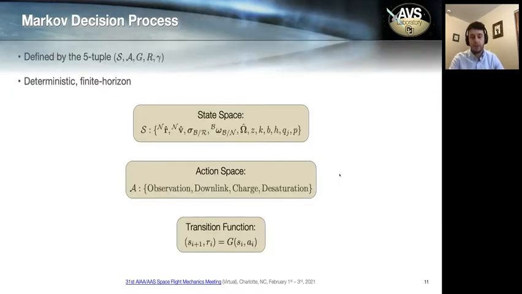So we formulate the problem as a deterministic, finite horizon Markov decision process. Included in the state space are the inertial position and velocity vectors expressed in a planet-centered, planet-fixed frame. We also have several states for the attitude control system, like the attitude error and MRPs, the body rates, and the wheel speeds. And then we have several states that deal with resource constraints, like the percent charge in the battery or the percent fill of the data buffer. Our action space includes 4 modes: observation, downlink, charge, and desaturation. And as I mentioned earlier, our transition function is created using Basilisk.